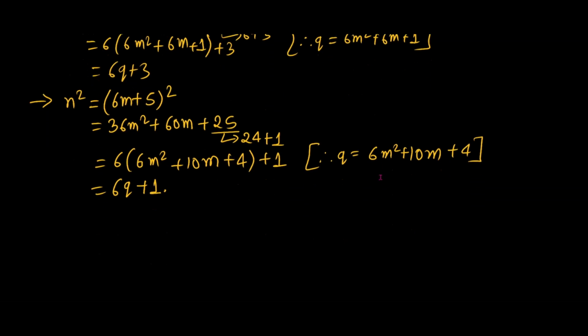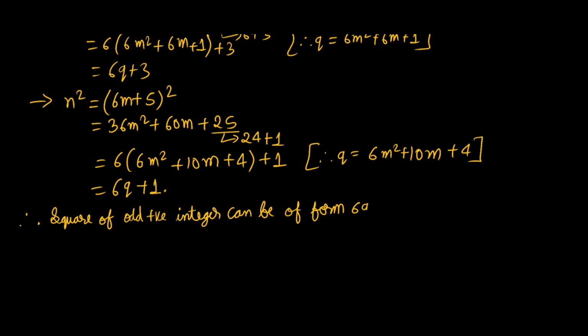So from this we can conclude that hence the square of an odd positive integer can be of the form 6q plus 1 or 6q plus 3 for some integer q. That's all for this question.